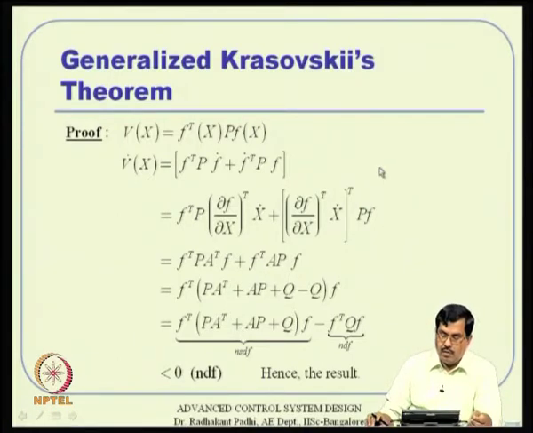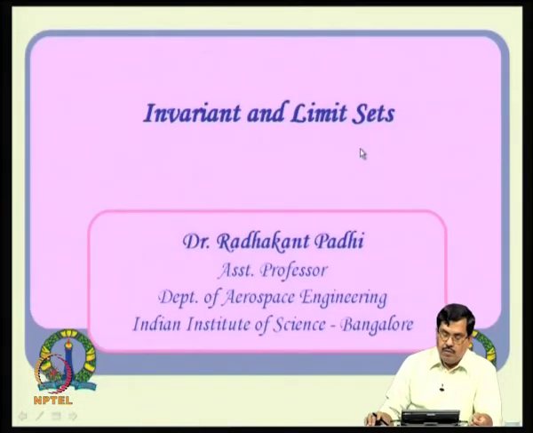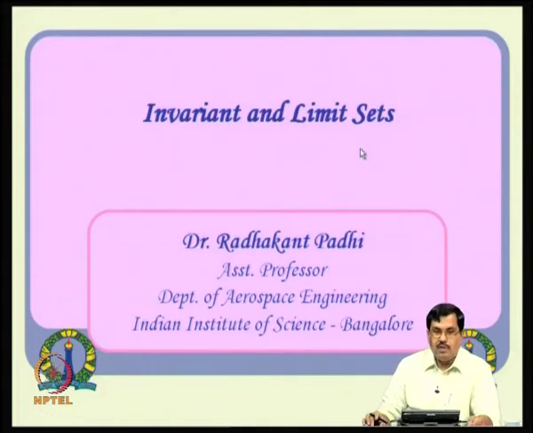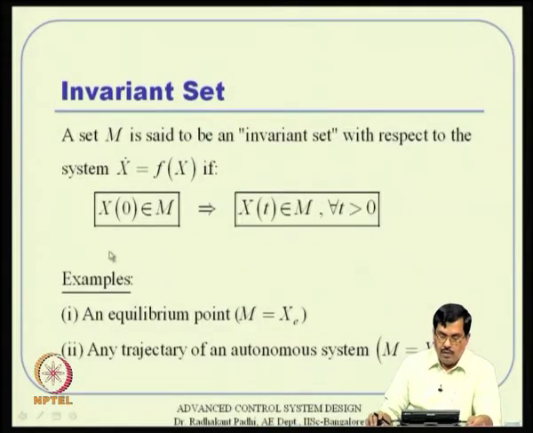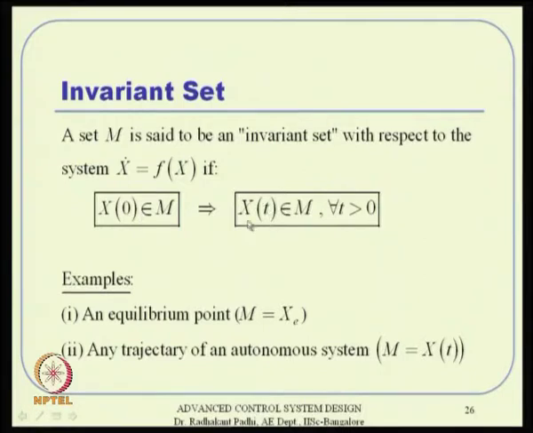So, this is like two methods: one is the variable gradient method, another is Krasovskii's theorem. Then we also discussed something called invariant sets, limit sets and all that. What is that? The invariant set turns out to be like this: if my initial condition is within the set, then for all time my trajectory will remain within the set. So, obviously, then the set is an invariant set, and an equilibrium point obviously is an invariant set. The trajectory of an autonomous system is an invariant set, and many other examples we gave. A limit cycle is an invariant set like that.